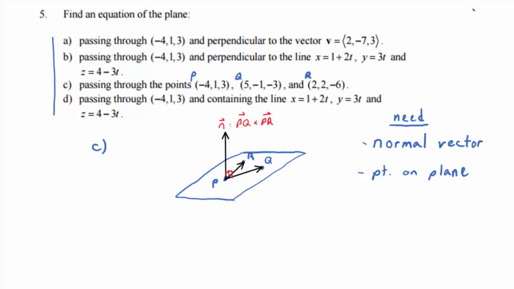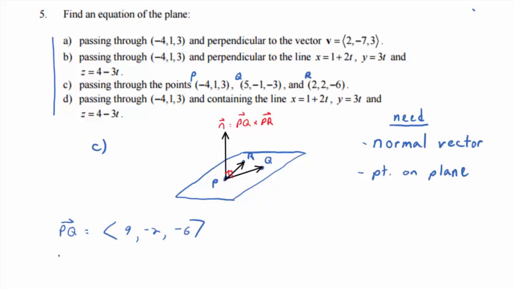So what would vector PQ be? Well, you've got to do it in component form. So what would PQ look like in component form? That would be 5 minus negative 4, which is 9. Negative 1 minus negative 1, negative 2. And negative 6. Everybody see how he got that?